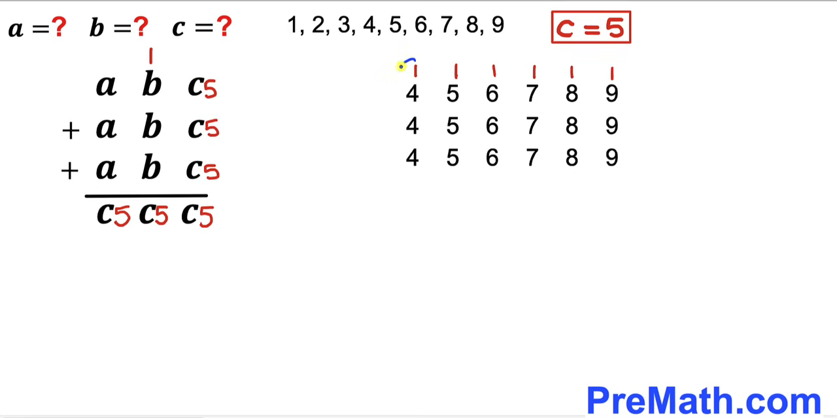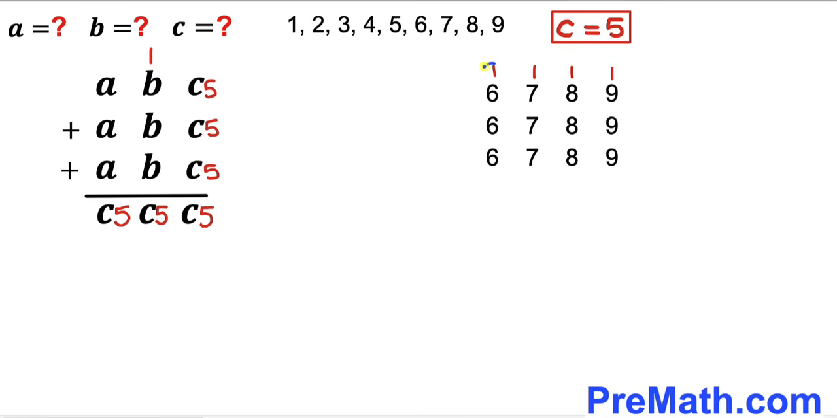And if we add these numbers, that is going to give us 13. And now this number 3 is not the same as 5. And now let's try 1 plus 5 plus 5 plus 5, which is going to give us 16. And we know this number is 6, which is not the same as 5.